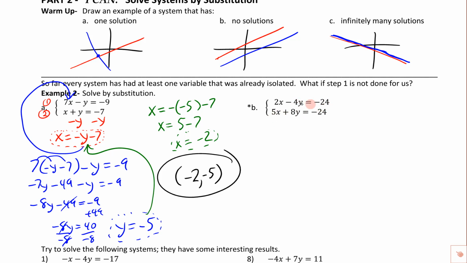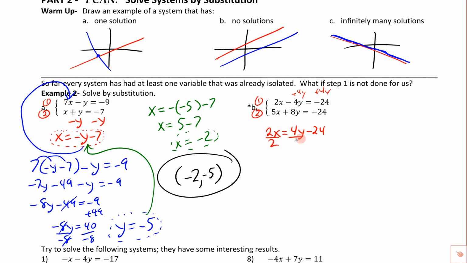I could divide everything here by 4. 4 goes into 24 evenly, but I'd make a fraction out of this if I divided 2 by 4. So let's isolate this one right here. So we're going to take equation number 1 and I'm going to do this with it. I'm going to add 4y to both sides. So here's what we get. We get 2x equals, this would be 4y minus 24.